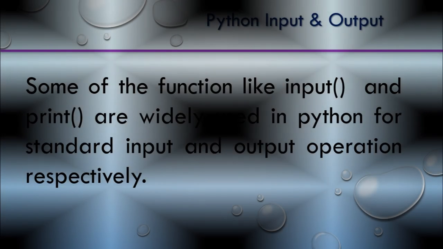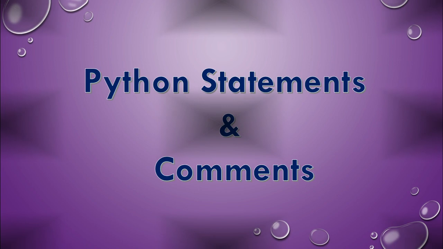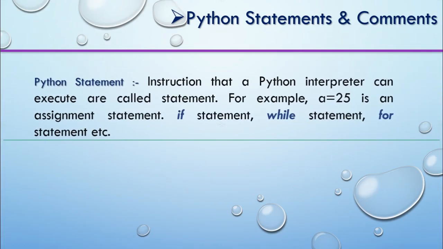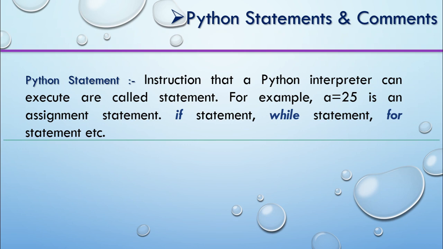Now the next topic is Python statements and comments. Instructions that a Python interpreter can execute are called a statement. For example, A is equal to 25 is an assignment statement. Also if statement, while statement, for statement, these are examples of statements.